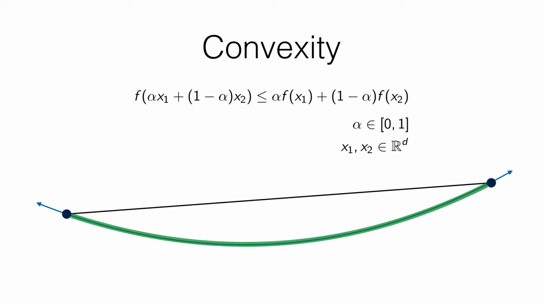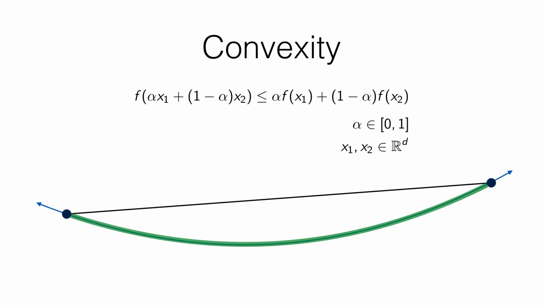So what this expression is saying is that if we evaluate the function at a mixture of two points, where we're mixing at the proportion of alpha and 1 minus alpha, that always has to be lower than or equal to the weighted average of the function at the two endpoints.